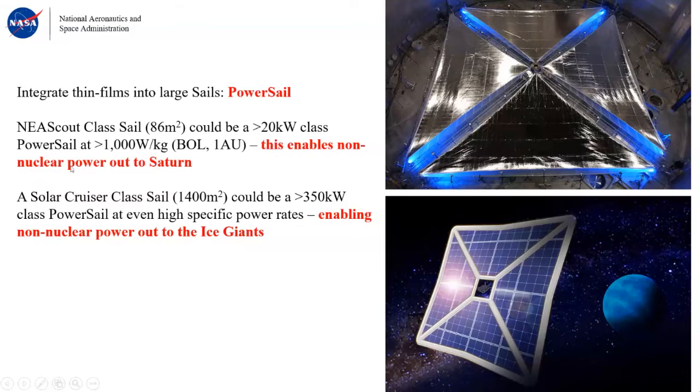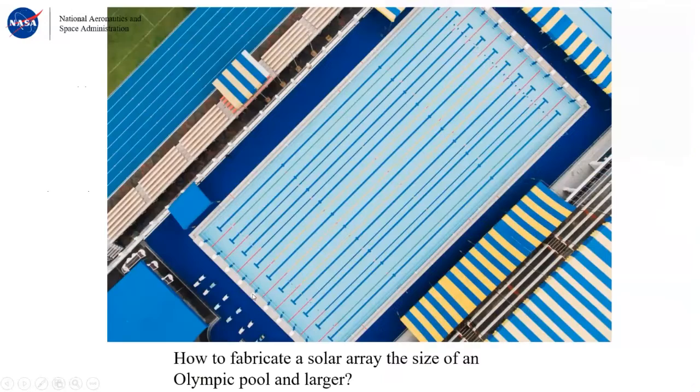And then if you scale that to Solar Cruiser is a funded solar sail, which will fly in the beginning of 2025. It's about 1,400, 1,550 is actually the number that we're using right now. This could be a 350 kilowatt class power sail at even better specific power rates, enabling non-nuclear power out to the ice giants.